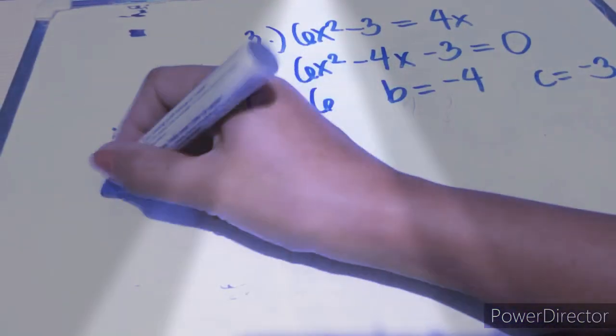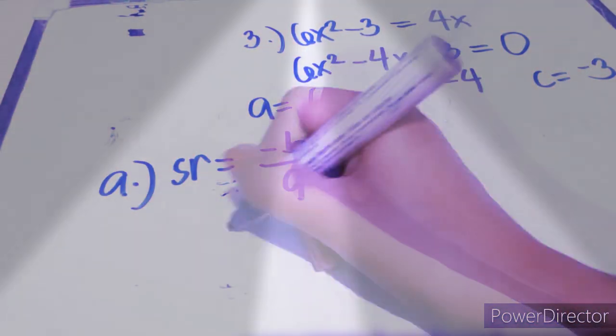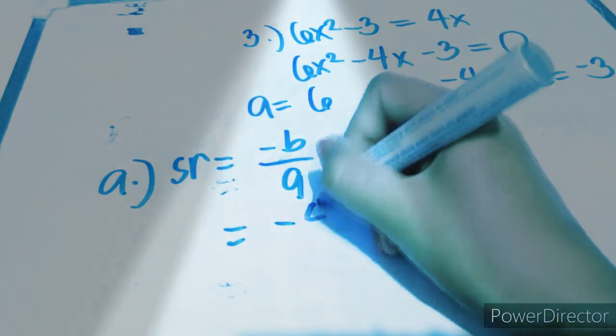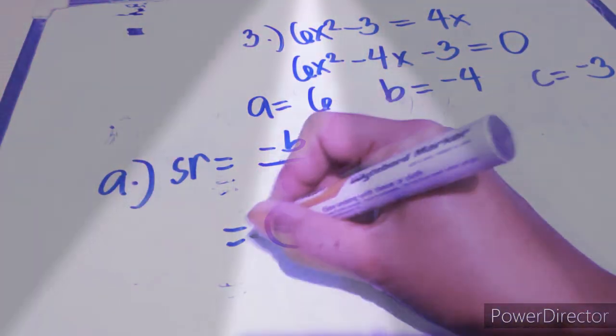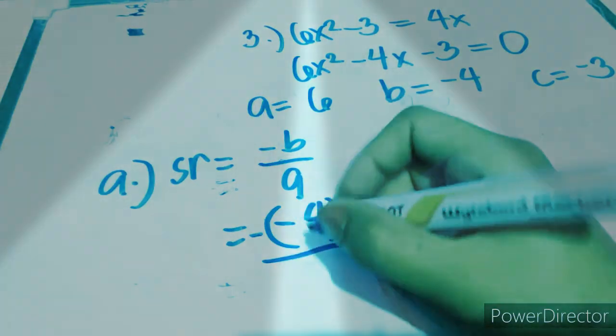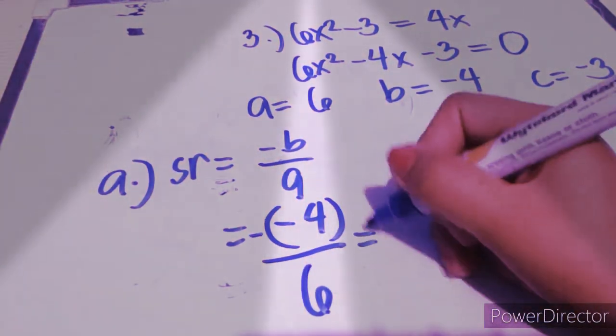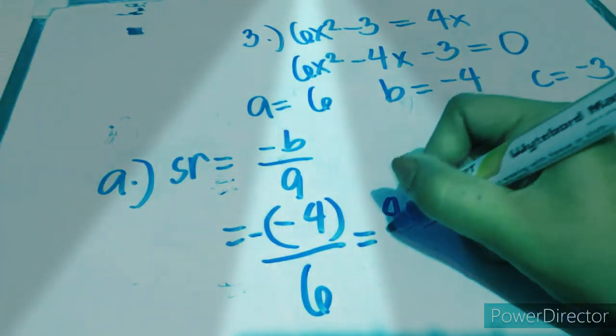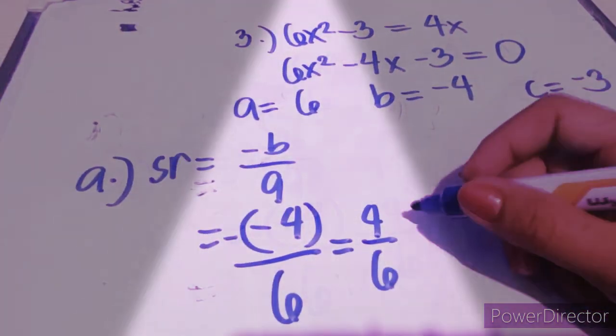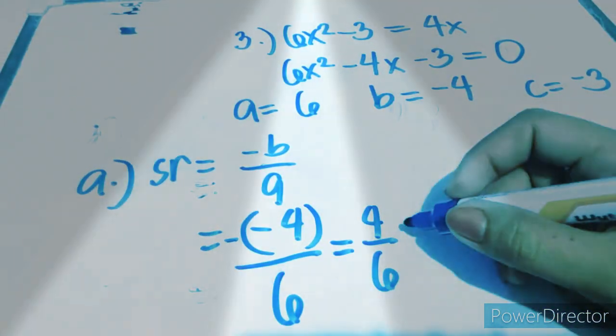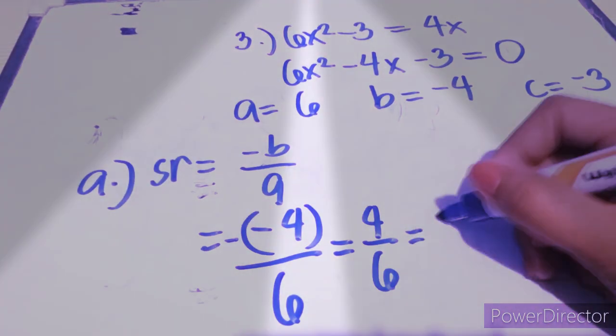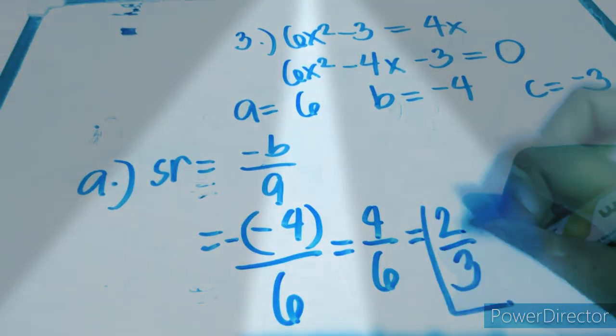And for the sum of the roots, SR is equal to negative b over a. So you have negative times negative 4 over 6. That is positive 4 over 6. Can we simplify this one? Yes, that is 2 over 3.